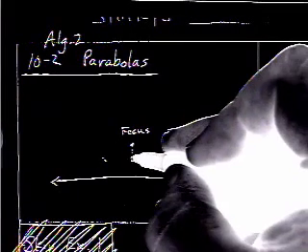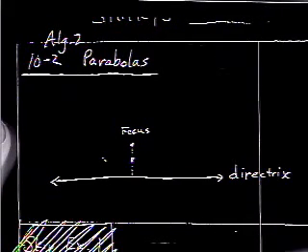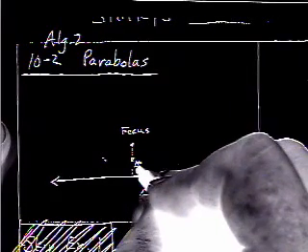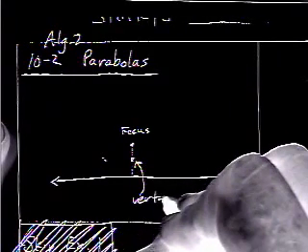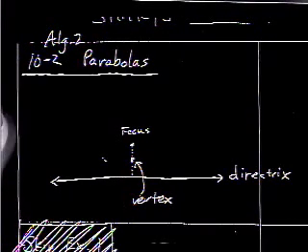It has the same distance here as it does to here. So that is one of the points on our parabola. In fact, that particular point is kind of important. We call that point the vertex of the parabola. It is the point where the parabola changes directions.